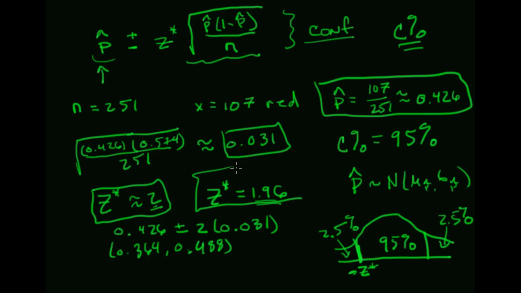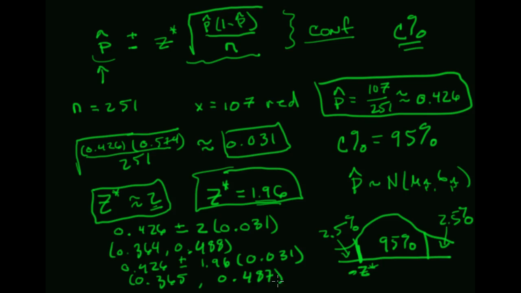If I use the more accurate z, I'm going to get 0.426 plus or minus 1.96 times 0.031. And you can see it's not going to make a whole lot of difference. If you throw that in the calculator, you're going to get 0.365 to 0.487, which narrows the thing by 2 1,000ths of a unit, right? So 0.2%, right? Which is a little bit more accurate, but still it's really close in the same range. Okay, so this is how you would do this by hand.